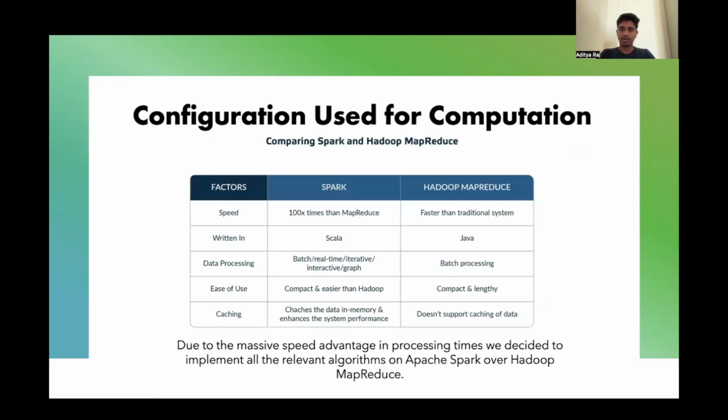We compare Spark and Hadoop's MapReduce here. Spark is much faster than MapReduce. It is written in Scala and it can perform not just batch processing, but real-time, iterative, and graph processing as well. Due to this massive speed advantage, we decided to go for Spark over Hadoop's MapReduce and only used Hadoop for HDFS.